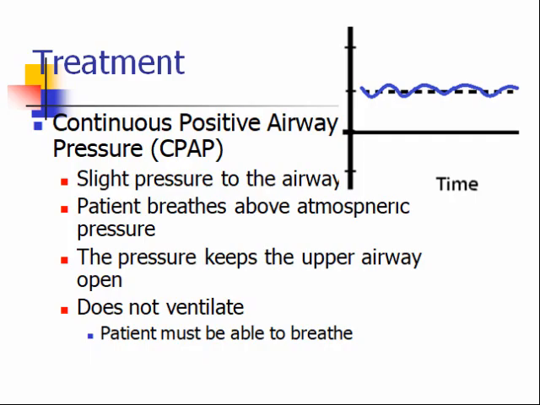If you look at the graph, we're not at the baseline, which is atmospheric pressure. We're slightly above it, but we're breathing spontaneously. It's not pushing in and out air like you would to ventilate somebody. It's just a constant pressure that keeps that airway open. That pressure holds the upper airway open. It doesn't ventilate. The patient must be able to breathe in order to be on CPAP.